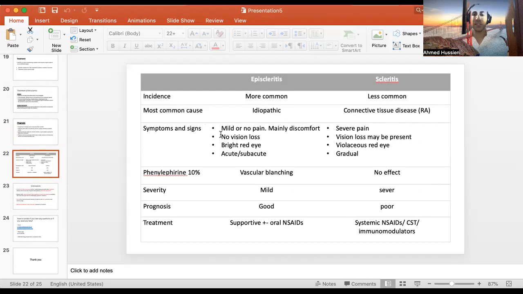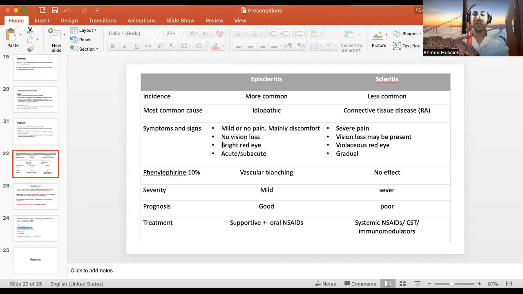Signs and symptoms, here it's mainly discomfort in episcleritis. So the pain is mild or there is no pain. However, in scleritis, usually there is severe pain. Pain is the most significant and most important symptom of scleritis. There is no visual loss in episcleritis. Visual loss is likely in scleritis.